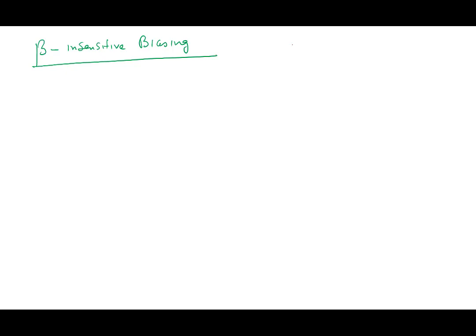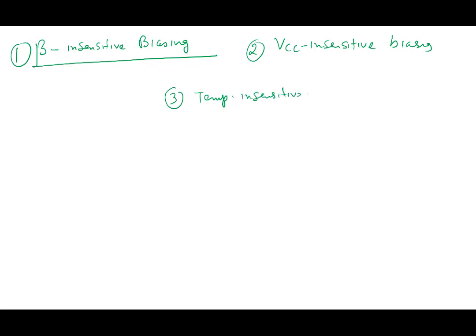Similarly, you may look for VCC insensitive biasing. This is another goal, with respect to supply voltage. So one goal is beta insensitive biasing. Another goal is VCC insensitive biasing. Third goal is temperature insensitive biasing. You want all this because everything depends on biasing. You're looking for all of these things.